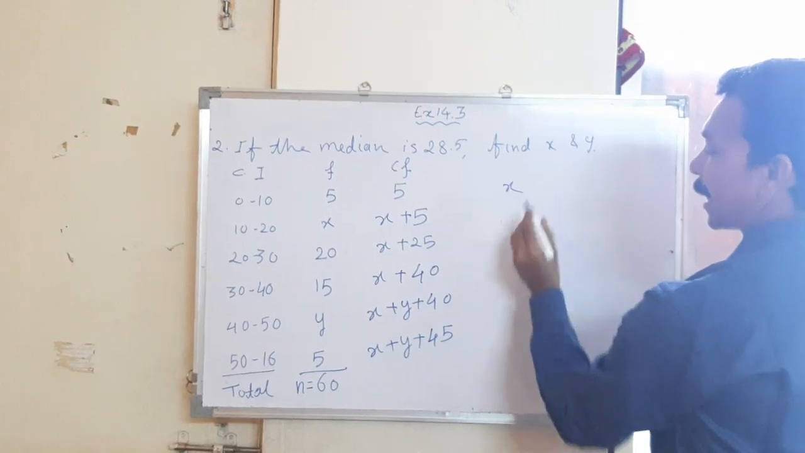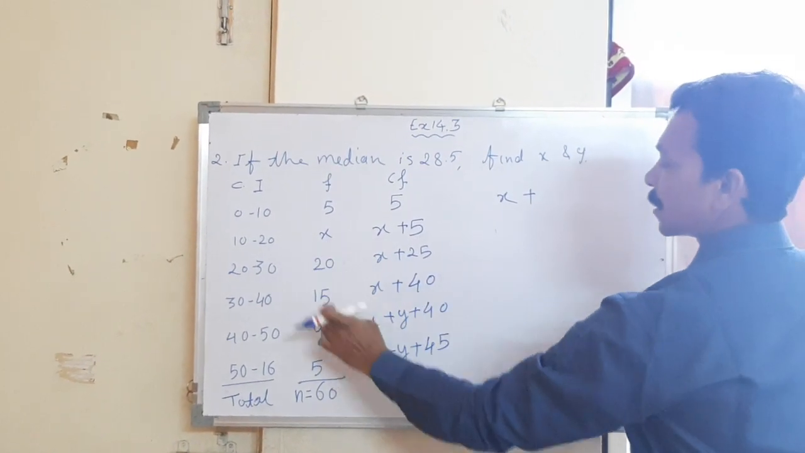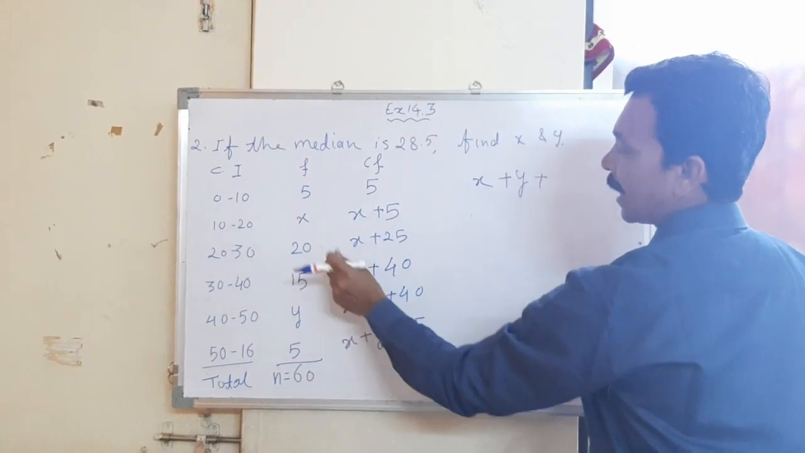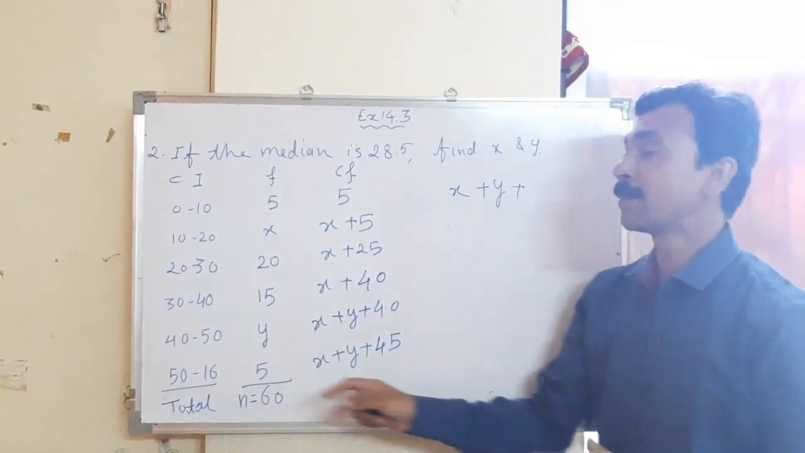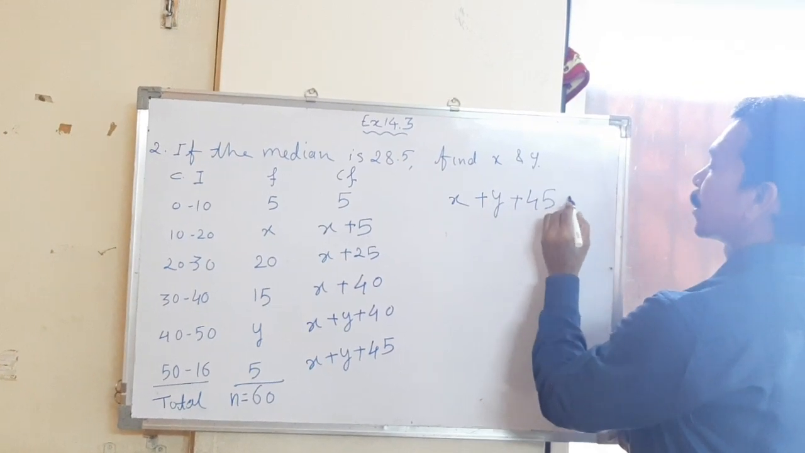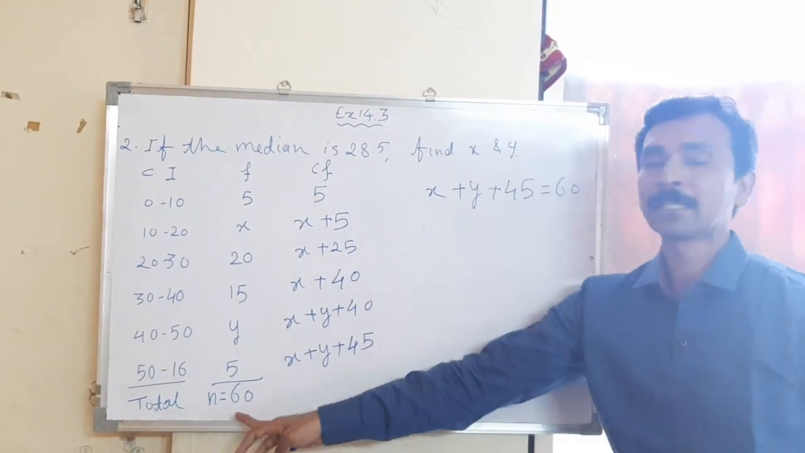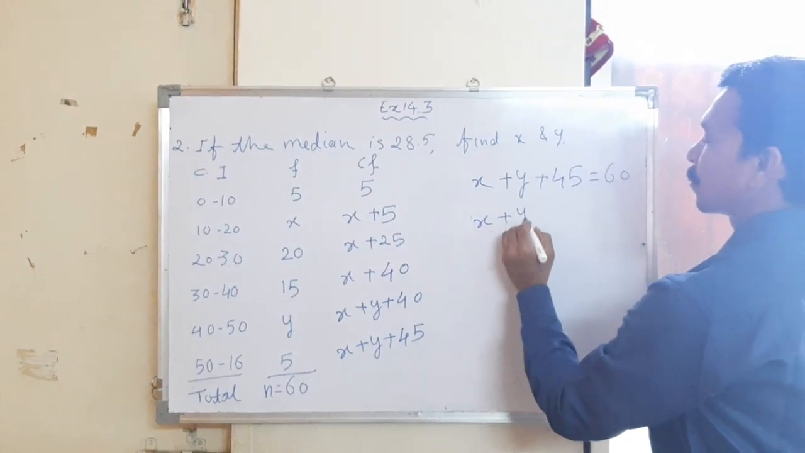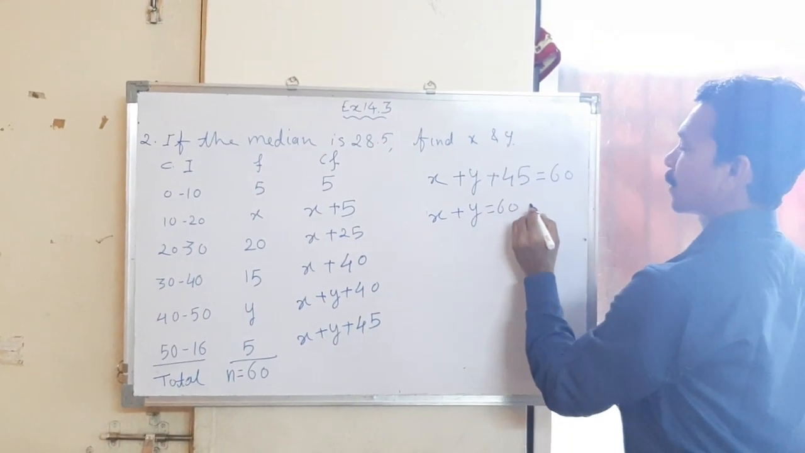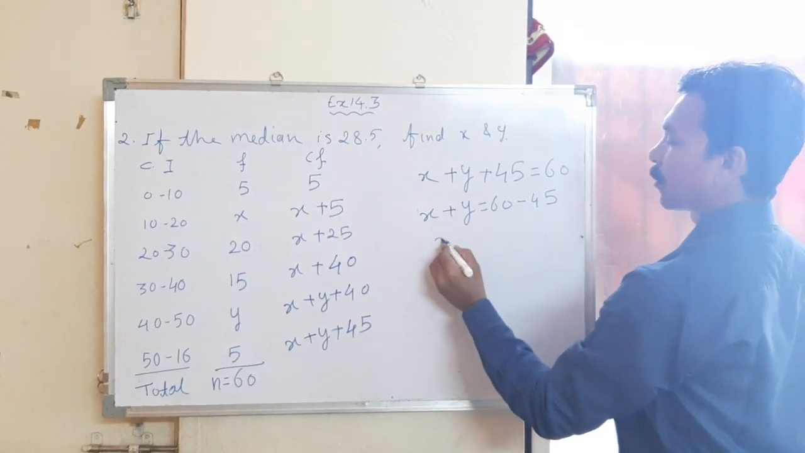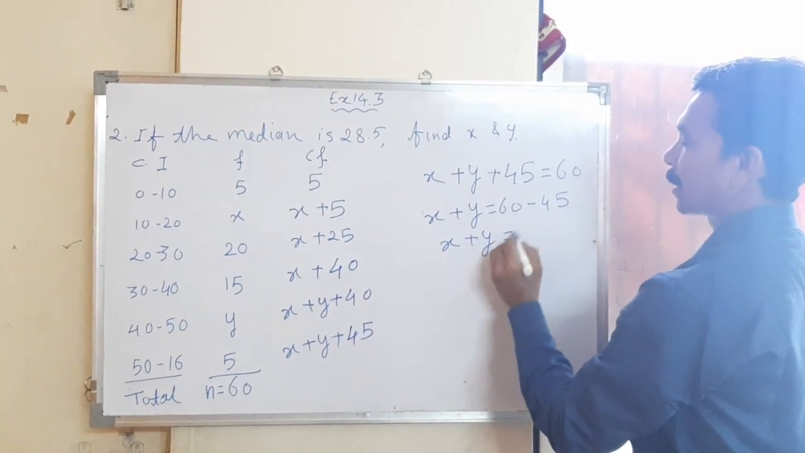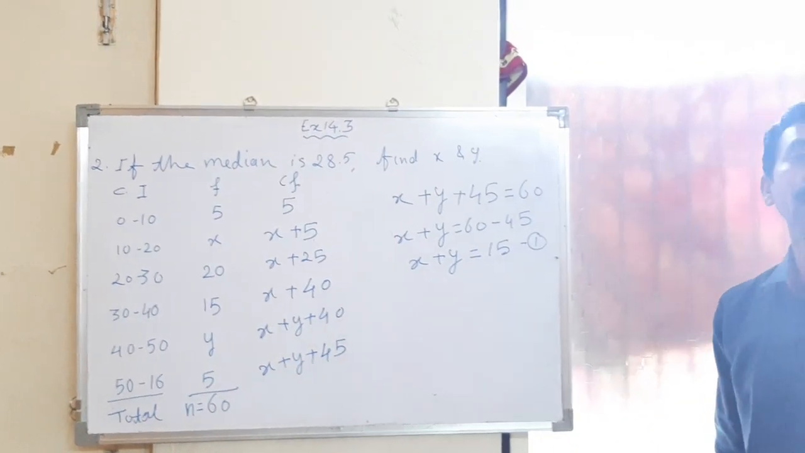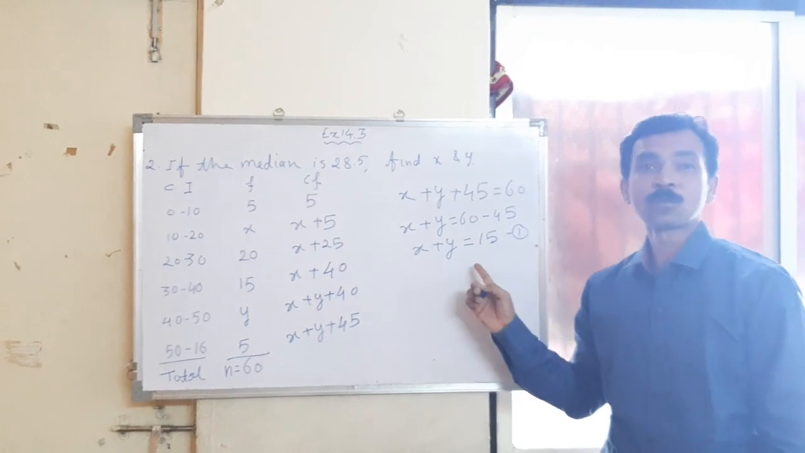So it is x plus y plus the addition of all these numbers: 5, 20, 15 and 5 is 45. And what is the total of all? 60. It is given, L is equal to 60. So x plus y plus 45 is equal to 60. 45 goes to that side, becomes negative. x plus y is equal to 60 minus 45, which is 15. Equation number 1.